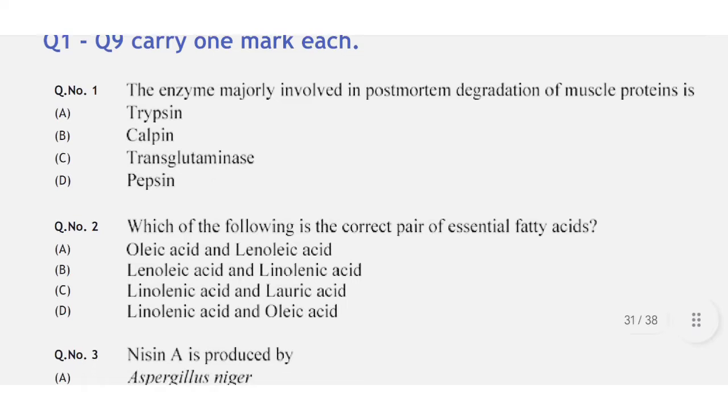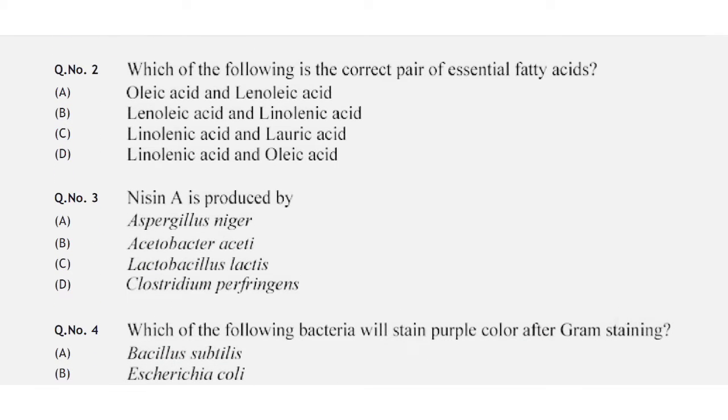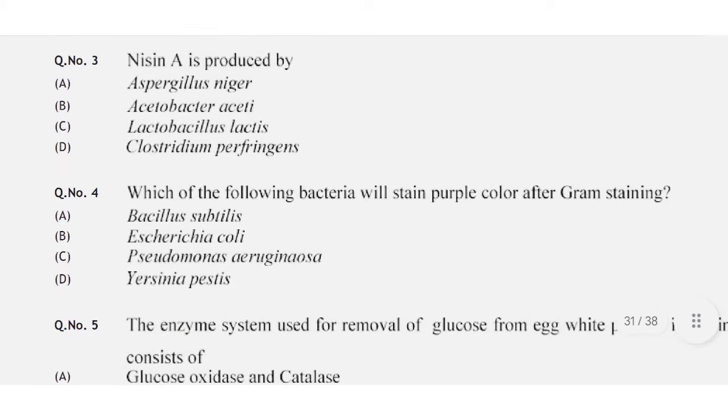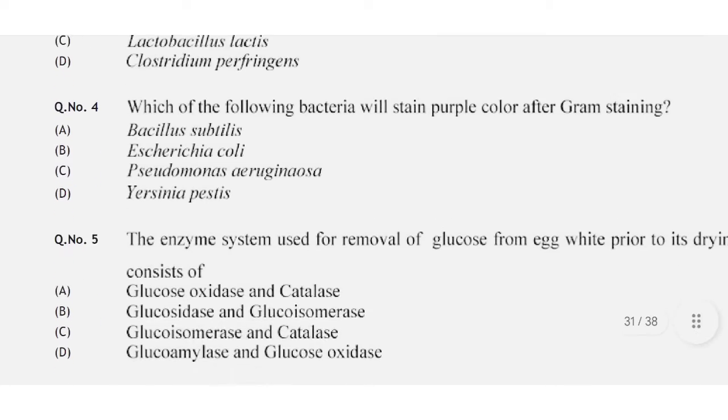Question number 3: Nisin A is produced by. The right option is C, Lactobacillus lactis. Now question number 4: which of the following bacteria will stain purple color after gram staining? The right option is A, Bacillus subtilis.